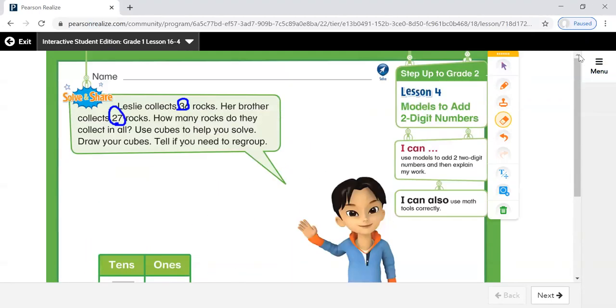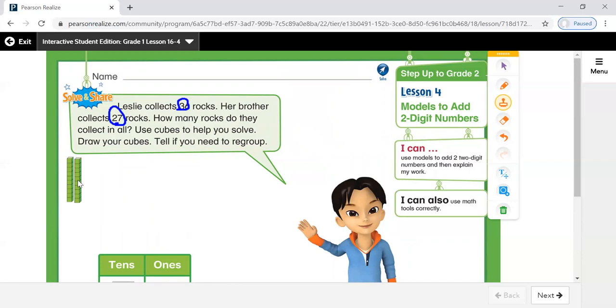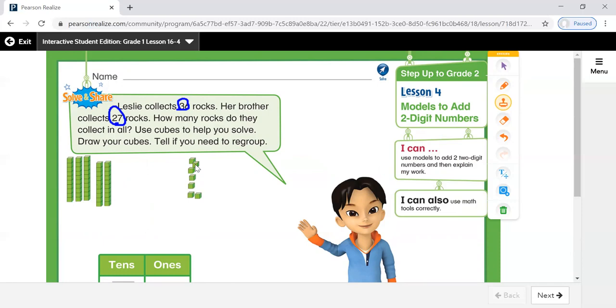Now, I have here 36. Let us use models like this. I have 36, which is 3 tens, 1, 2, 3, and 6 ones, 1, 2, 3, 4, 5, 6. Also, here we have 27. I want to put 2 tens with tens, 1, 2, and 7 ones with ones. Here I have 6 ones. I want to add to them 7. 1, 2, 3, 4, 5, 6, 7.